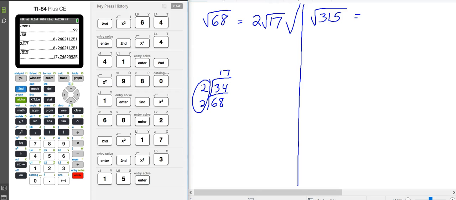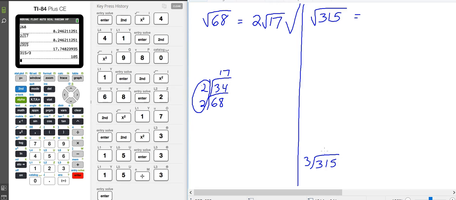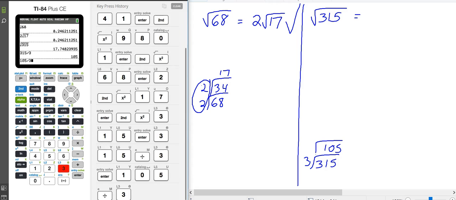So we're going to do prime factorization. 315, the smallest number that's greater than 1 that goes into it is 3. You could do that on your calculator. What's 315 divided by 3? That's 105. The smallest number that goes into 105 that's not 1 is 3. 105 divided by 3 is 35.